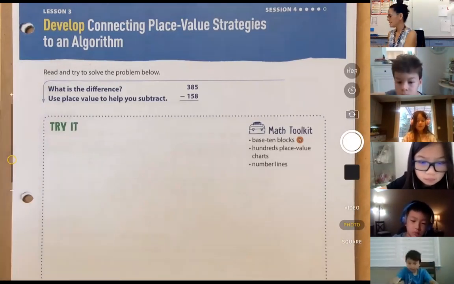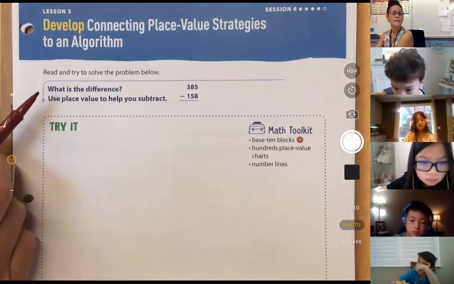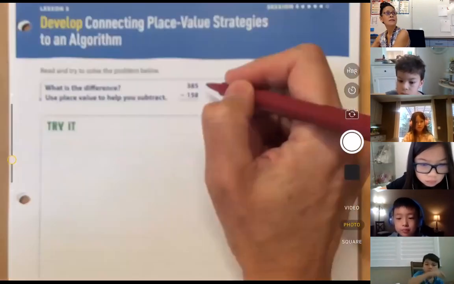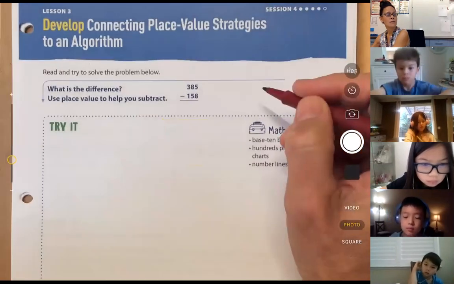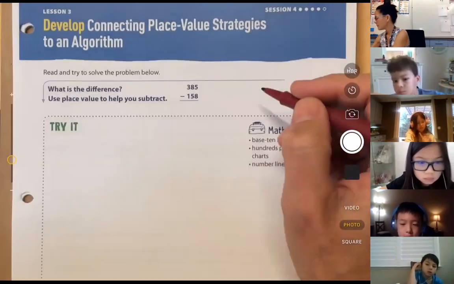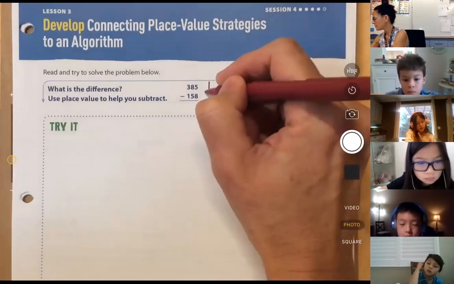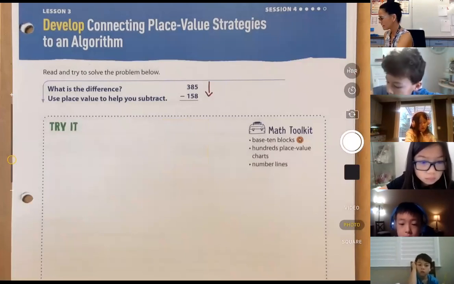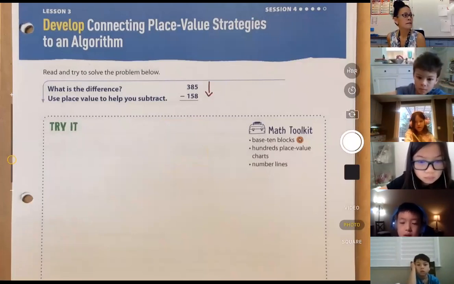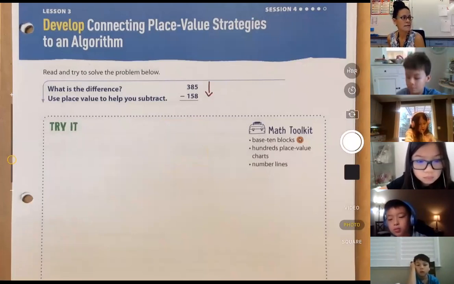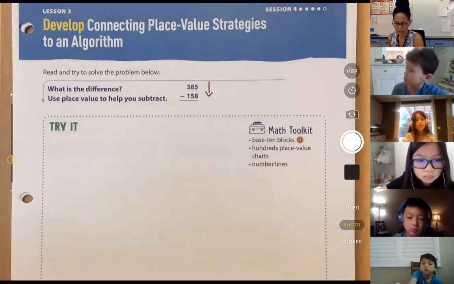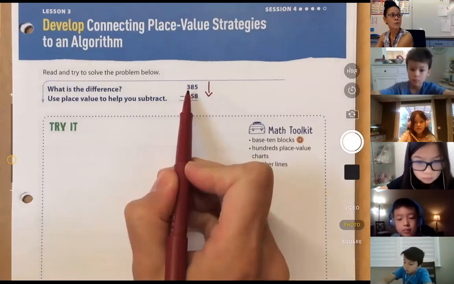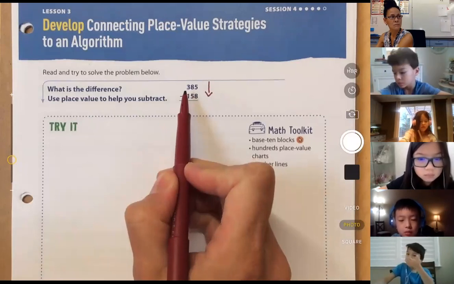Up at the top, it is saying, what is the difference, and use place value to help you subtract. You will notice that this particular expression is already written in the vertical form. It's already lining it up. All right, that is very helpful. So, in expanding this to subtract, using what we know about place value, we're going to take this 385 and we're going to expand it. That's our first step.